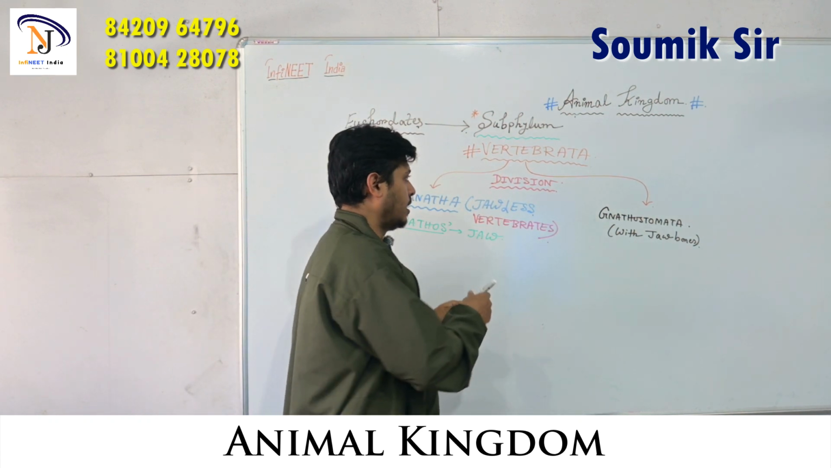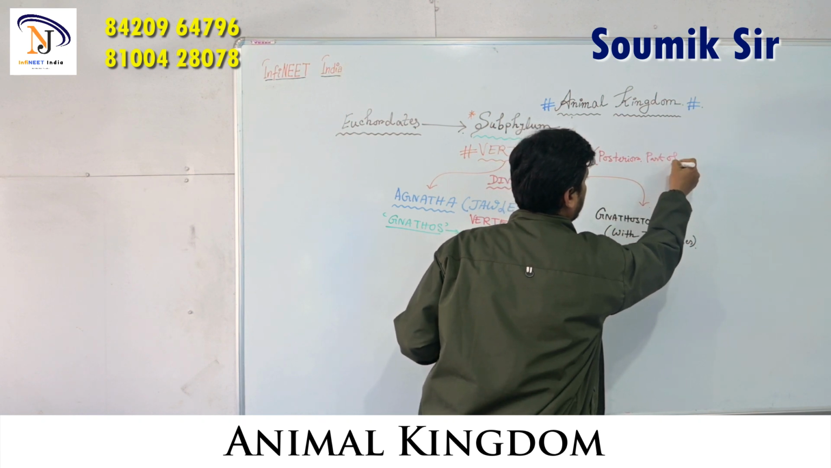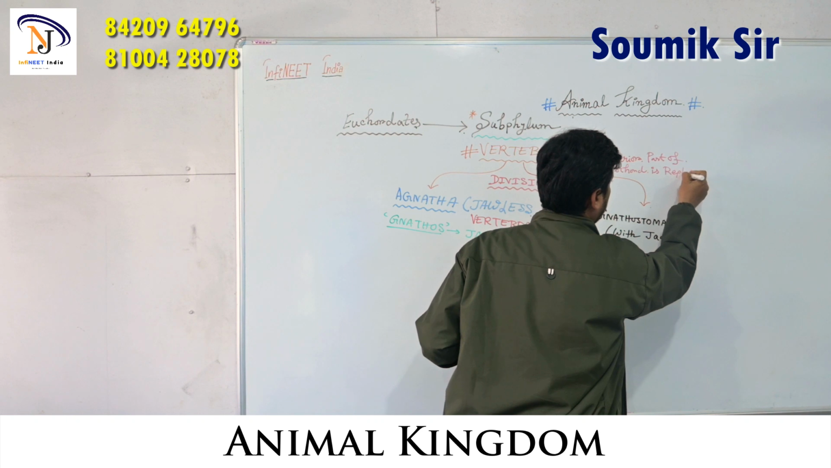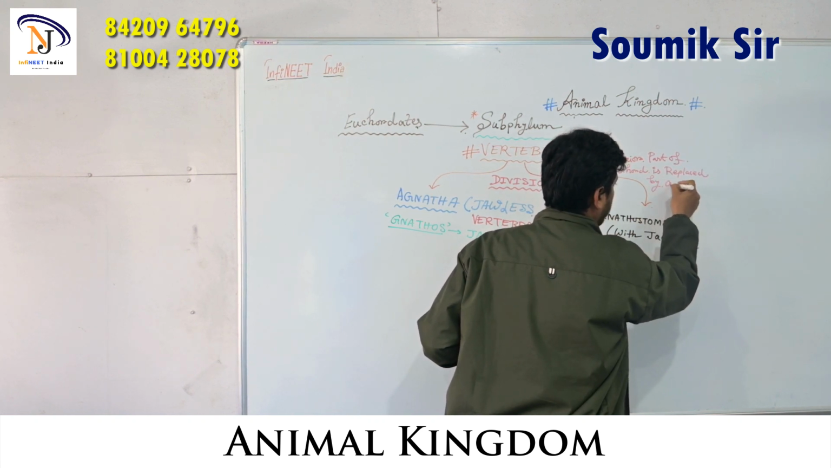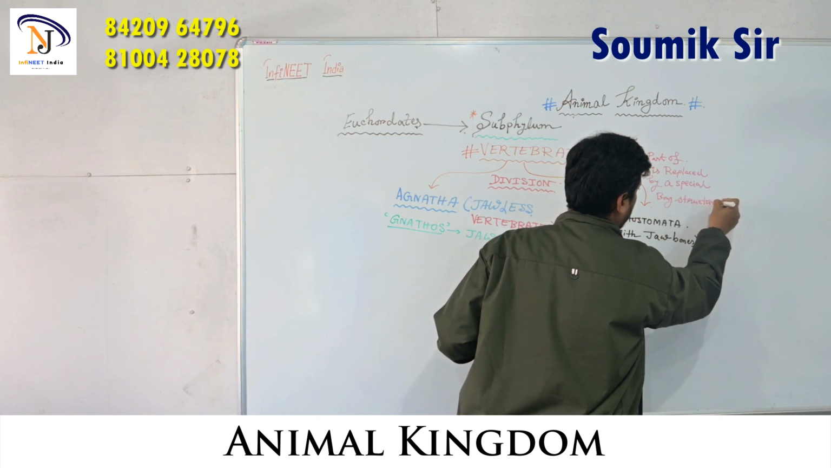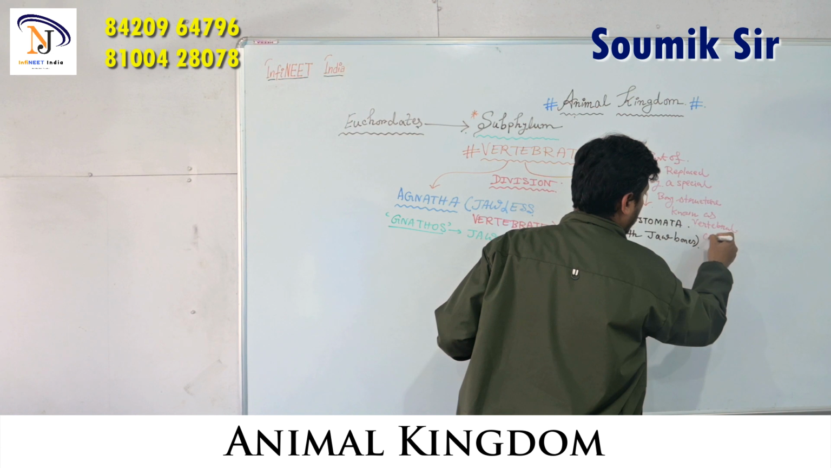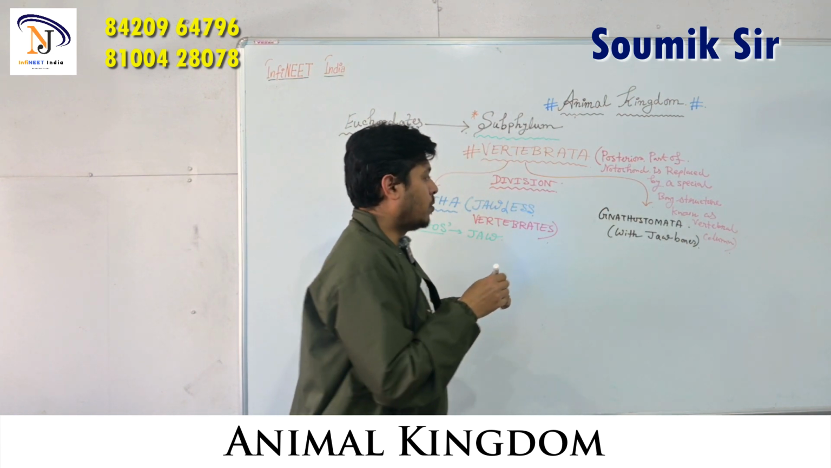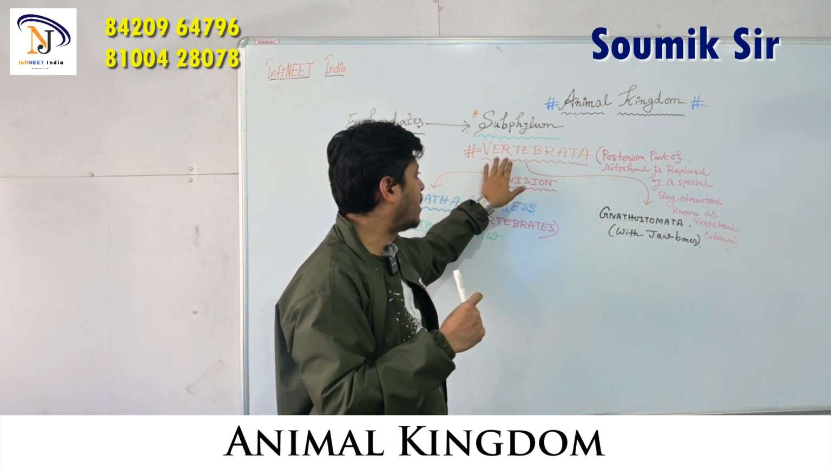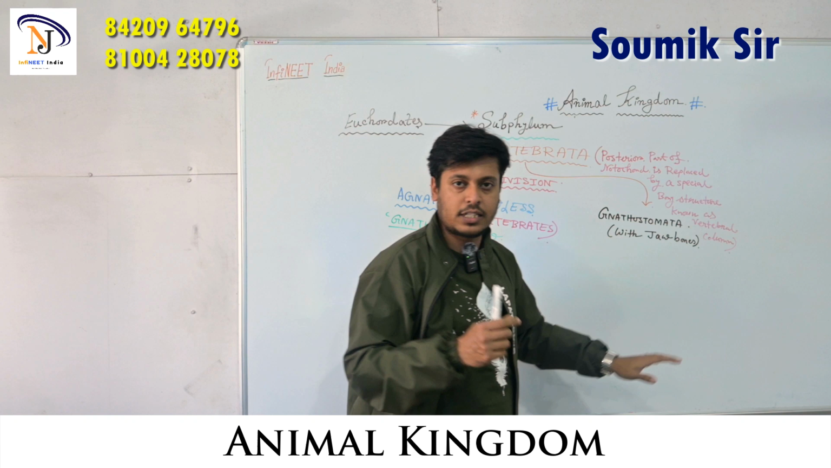What do you mean by vertebrata? That means the posterior part of the notochord is replaced by a special bony structure known as vertebral column. Repeat: what do you mean by vertebrata? Ata means group. Vertebra means vertebral column, and each segment of the vertebral column is a vertebra. The posterior part of the notochord is replaced by a special bony structure known as vertebral column.